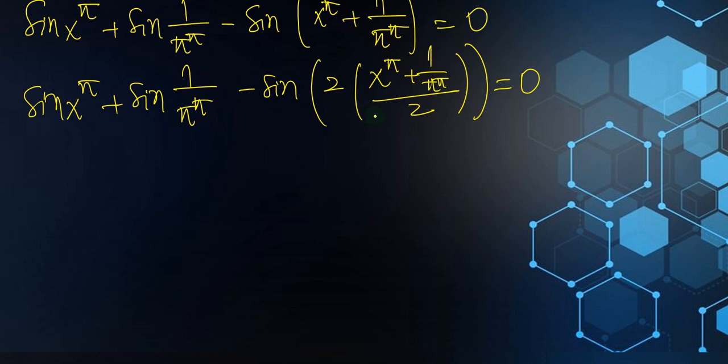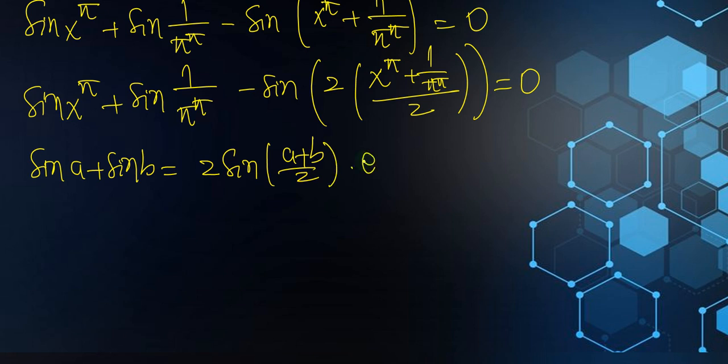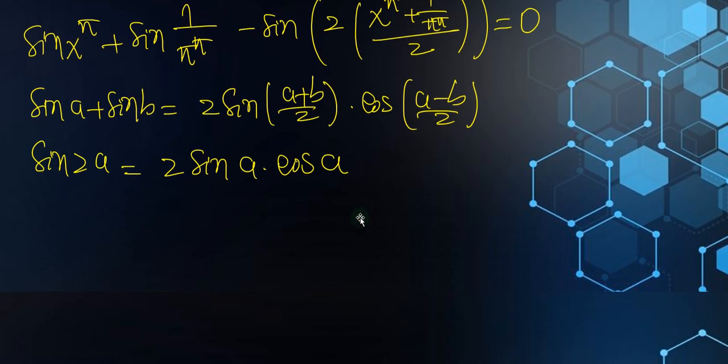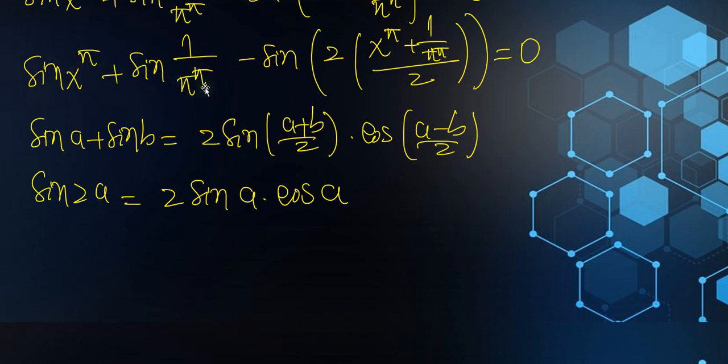Okay, so now I have a double angle here, and I have sine of something plus sine of another thing, so I'm going to use two formulas. The first one is sine of A plus sine of B, which we can write as 2 times sine of (A plus B) over 2 times cosine of (A minus B) over 2. And for this one, we're going to use sine of 2A, which is equal to 2 times sine A times cosine A. Okay, cool, guys. Now let's apply these two.